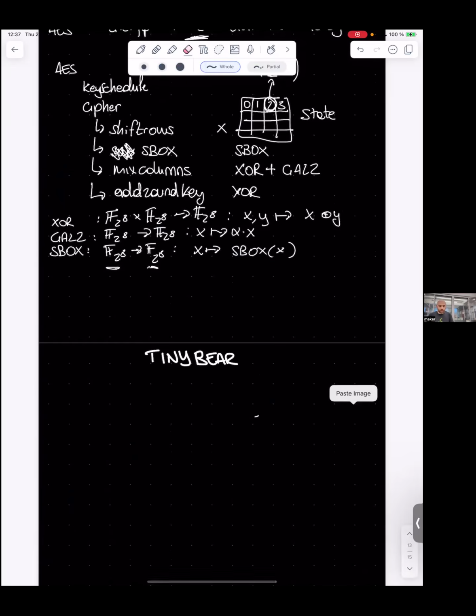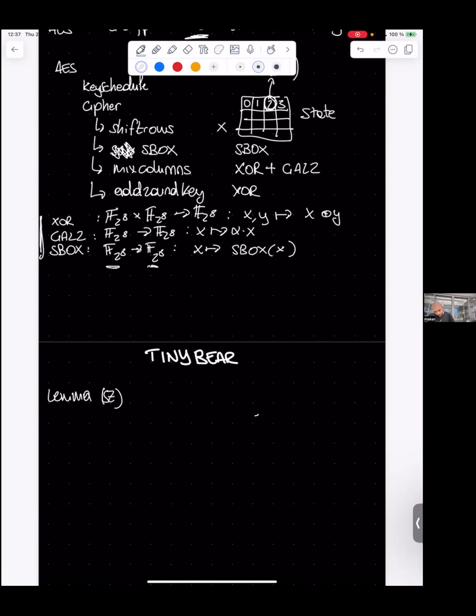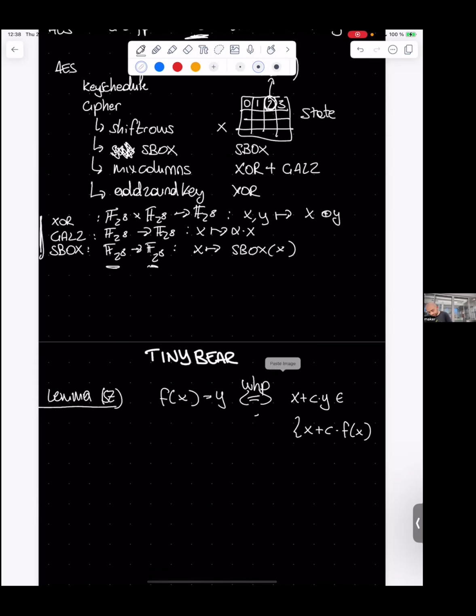How do we, given these functions, transform these things into a lookup table? Well, this is essentially Schwartz-Zippel, and very roughly speaking, the way that I check if a function is equal to y is, with very high probability, I just give you a challenge, and then I check that x plus c times y is inside the set of x plus c times f of x for each of the x in the domain.